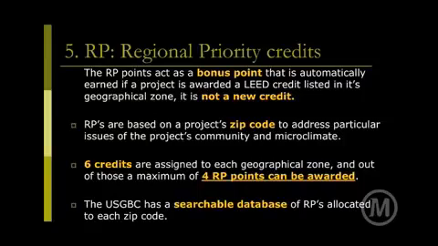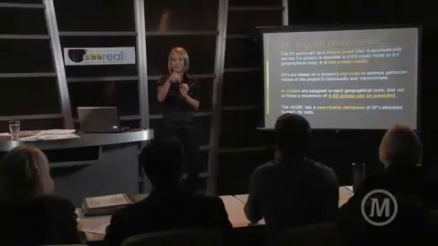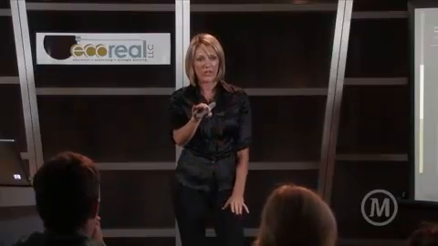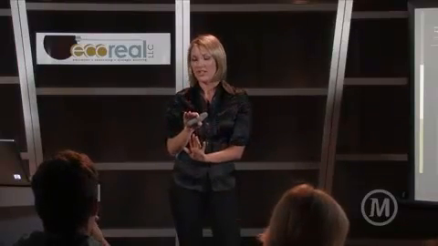And out of those 6, you can pick 4 to get this regional priority credit. So there's nothing additional you have to do within those credits. They're not additional credits themselves. They're credits that exist within the rating system that were picked out to be the most important to your area. If you achieve that credit, you automatically get this regional priority credit tacked onto it. So it's an additional point on top of an existing credit. So that's important to understand.